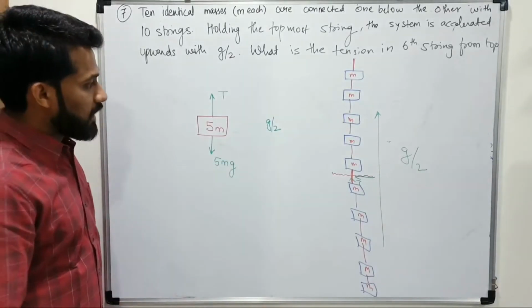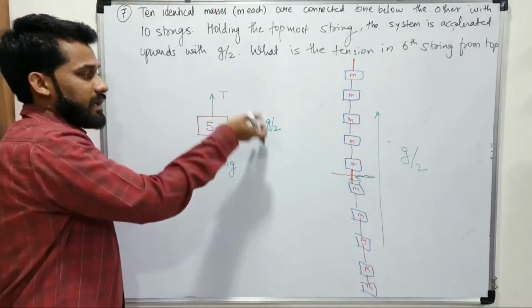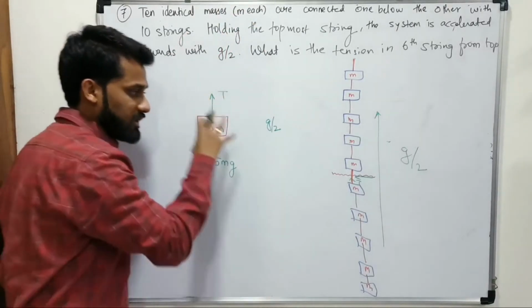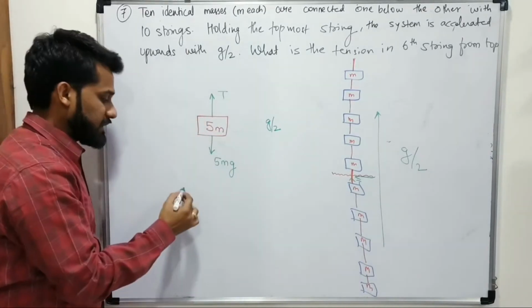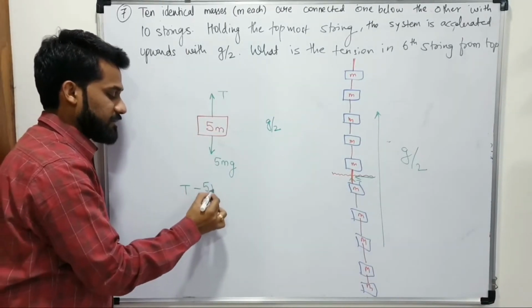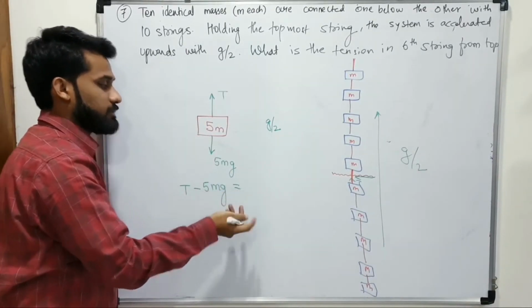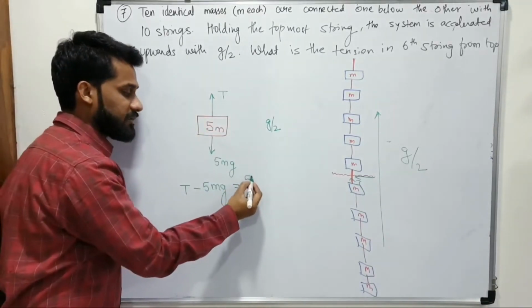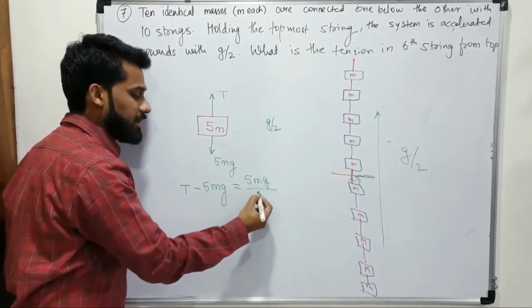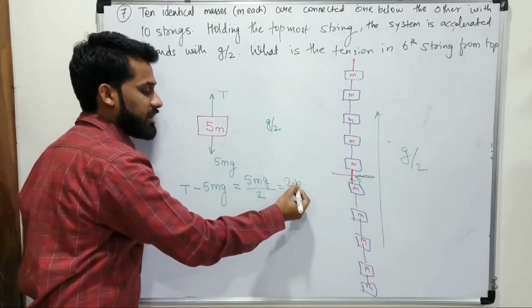And from this figure now, the net force should be in the upward direction as the system is moving up. So on this 5m mass, how much force is acting in the upward direction? Net force is T minus 5mg. And this net force is equal to mass times acceleration, that is 5m times g by 2, which is equal to 2.5 mg.